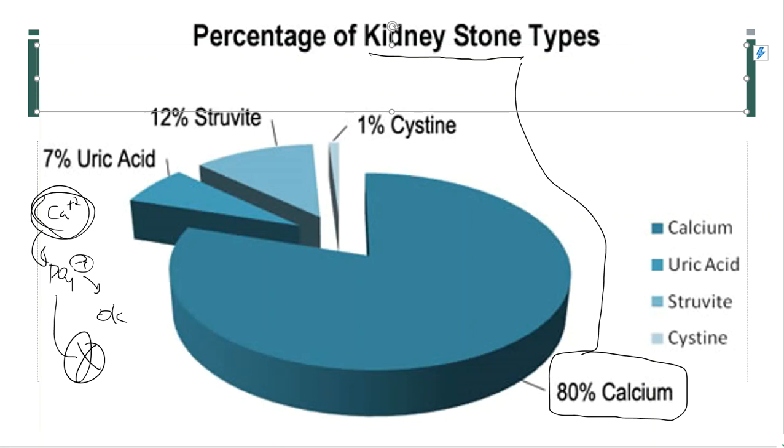The other kidney stone types are also showing up on the screen. 12% struvite. Struvite is basically a magnesium-based kidney stone. 7% is your uric acid. 1% is cystine-based, which is a protein-based kidney stone. These are very rare. Not a lot of people get these. If you have kidney stones, 8 out of 10 times, you're going to have a calcium-based kidney stone.